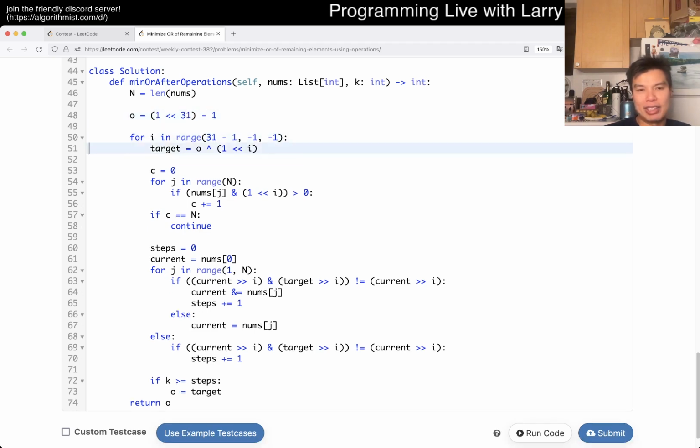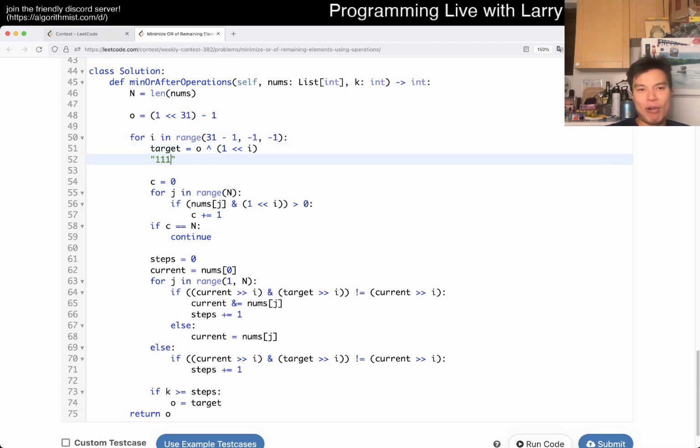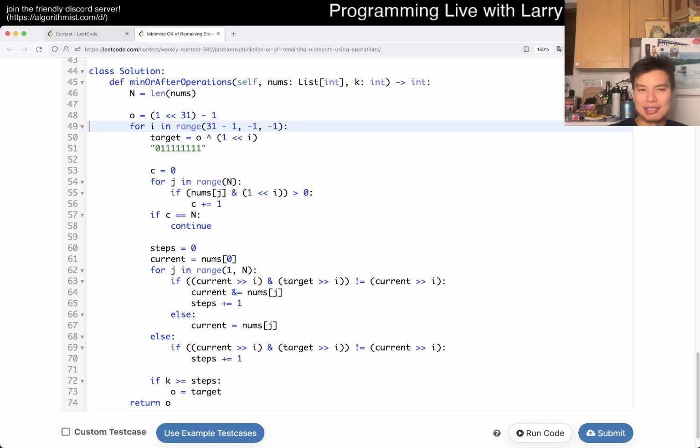And then here, target is basically saying, okay, I have all ones except for the current bit, which is going to be a 0. Can this be done? And we actually don't care about the rest of the bits. I don't know why I wrote it this way. I think I just mentally copied it from someone. I don't think this is the clean way to think about it.